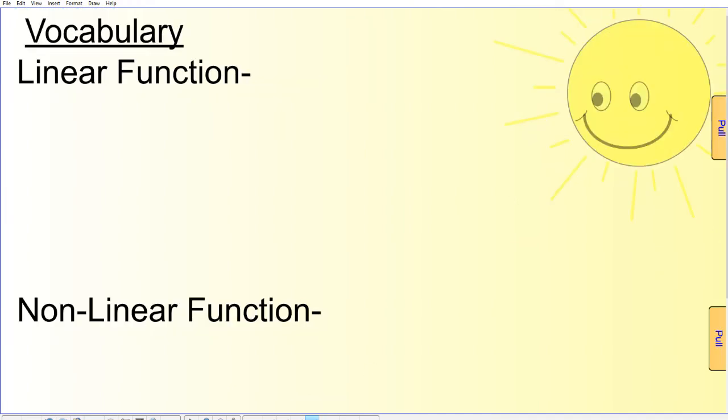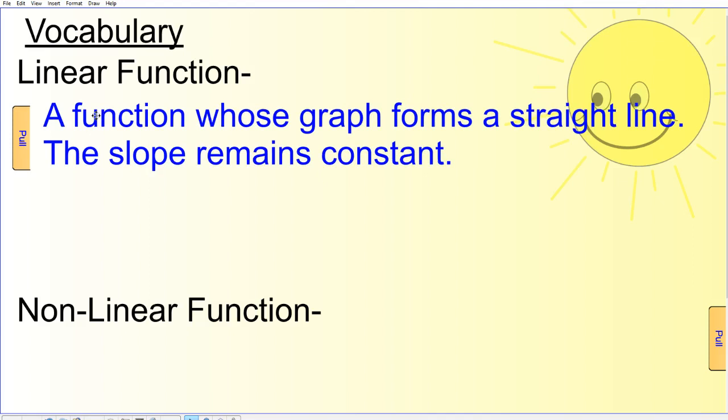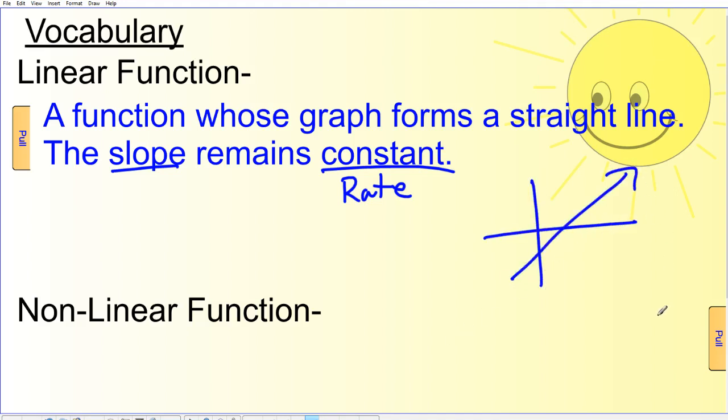So our two vocab words here are linear function and non-linear function. A linear function is a function whose graph forms a straight line, and the slope remains constant. A constant slope, a constant rate. Those are the same thing. So if you need to make a pretty picture of it, draw a pretty picture of it. That is a linear function.